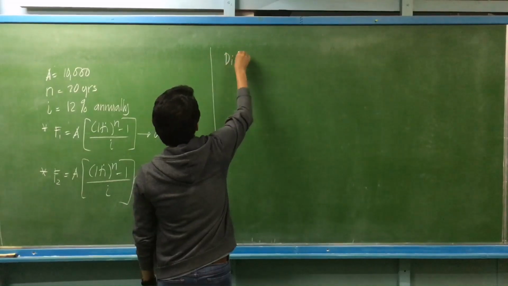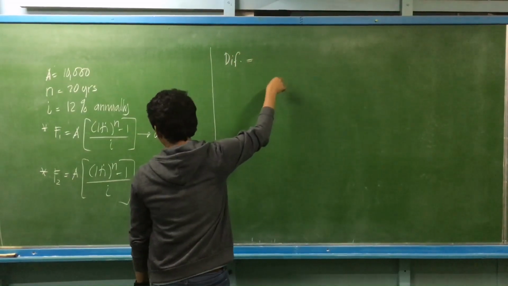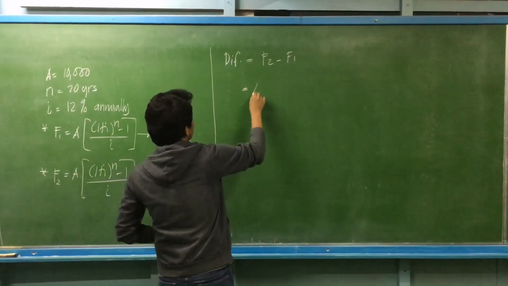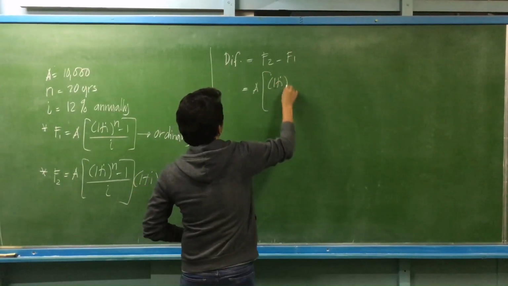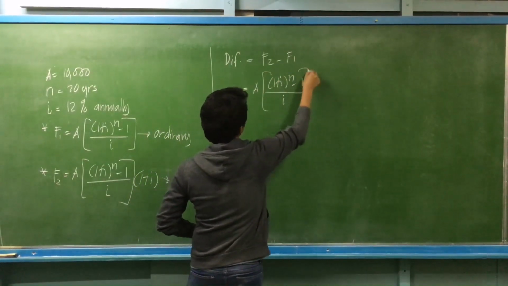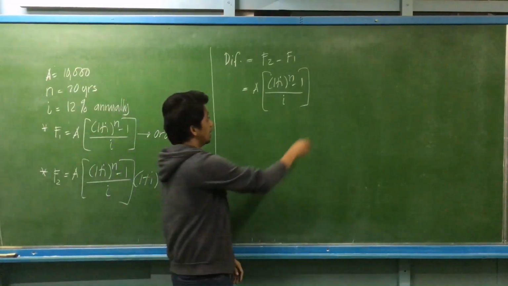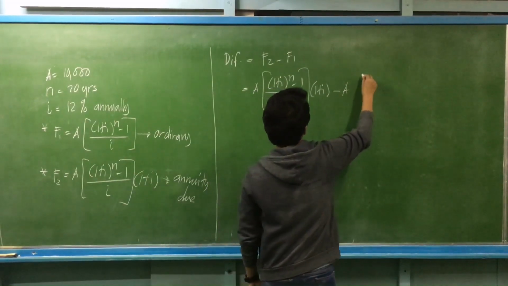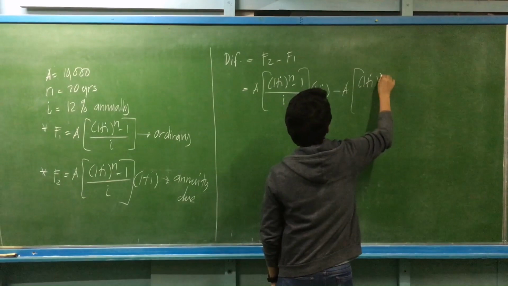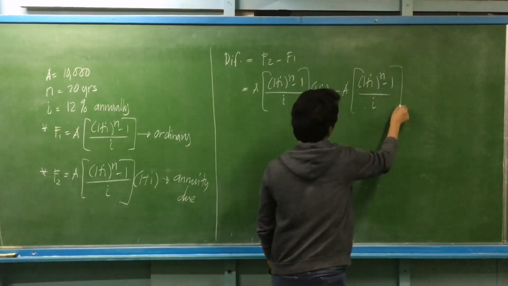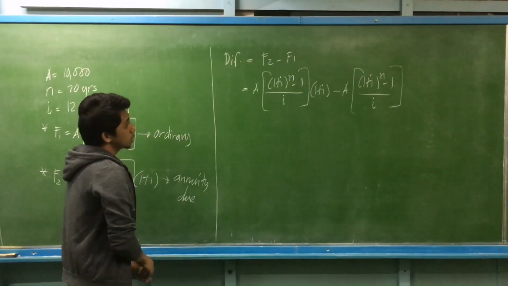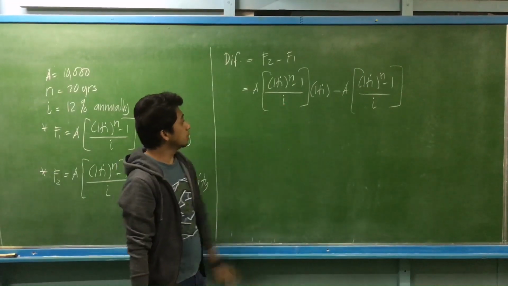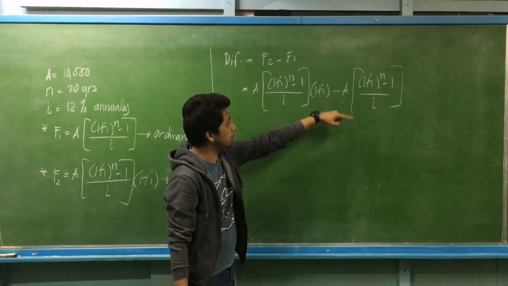So we are looking for the difference, which will be equal to future number 2 minus future number 1. So the annuity due is the annuity multiplied by 1 plus i raised to n minus 1 divided by i. For an annuity due, we just have an extra multiplier of 1 plus i. Minus the ordinary annuity, which is the annuity multiplied by 1 plus i raised to n minus 1 divided by i, the ordinary formula for annuity. So we can actually factor out A times 1 plus i raised to n minus 1 over i, leaving only 1 plus i minus 1.